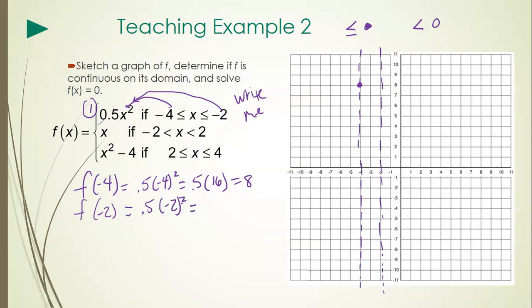I'm going to use PEMDAS and evaluate, right? What is -2 squared? 4. What is half of 4? 2. So at -2, I'm going to go to 2. Okay? Are you with me? Yeah. Did I lose anybody along plugging in values?